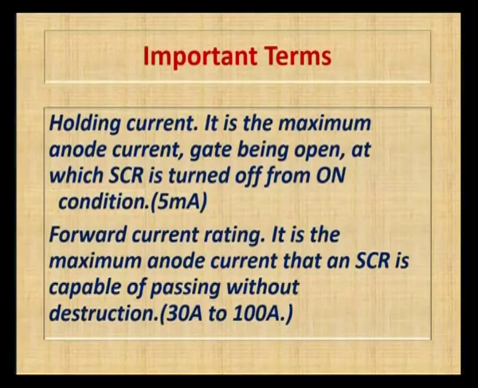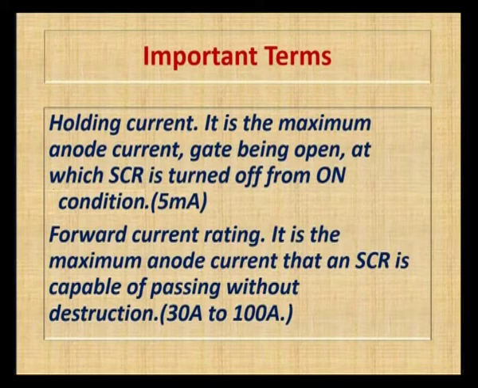The only way to turn off the SCR is to reduce the supply voltage, because once the SCR starts conducting, even if we remove the gate voltage, the gate completely loses control over the SCR. Even if we remove the gate voltage, the SCR will continue to conduct heavily. So, it is the maximum anode current, with the gate open, at which the SCR is turned off from the on condition, and it is about 5 milliamps.